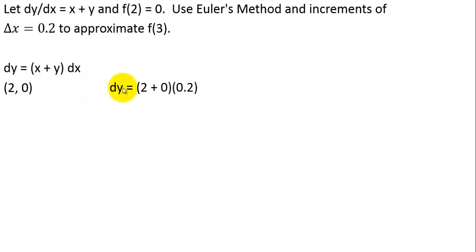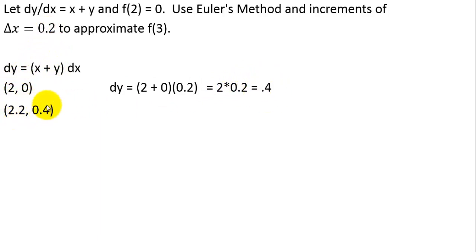The change in y is equal to x plus y. The x is 2, so we plug 2 in for x, 0 in for y, and then times the change in x, and the change in x is 0.2. So the change in y ends up being 2 times 0.2, which is equal to 0.4. We take that 0.4 and add it on to the y, because that's how much y is changing to the next point when x changes by 0.2. So the new point is 2.2, because x changed by 0.2, and it turns out y changes by 0.4.